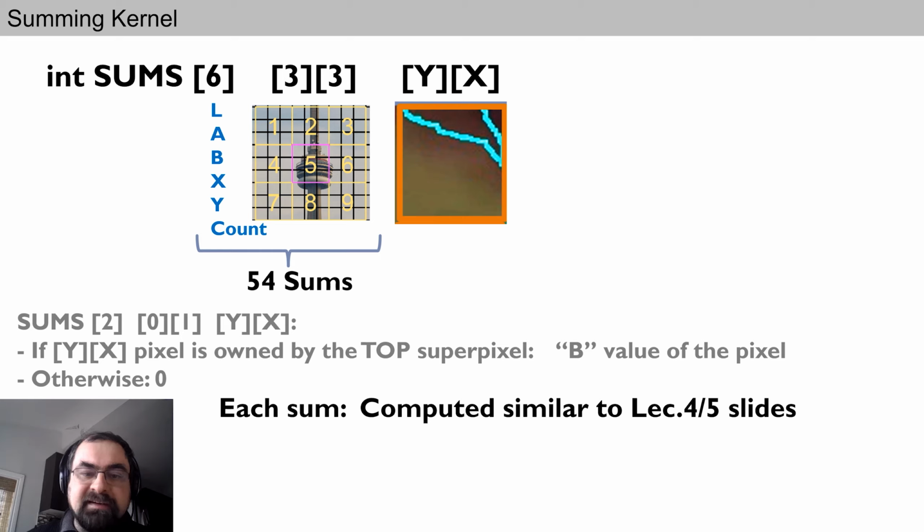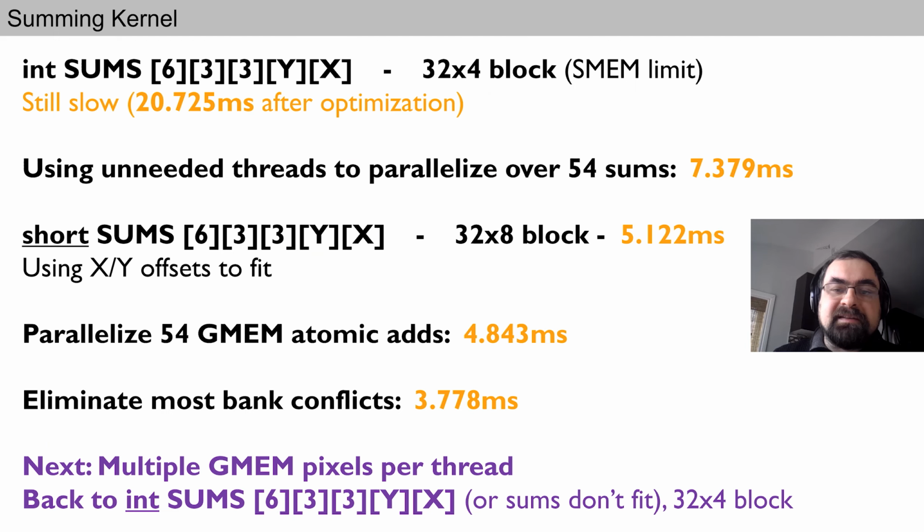After we initialize like this, we sum each one of the 54 different sums using the algorithm in the lecture notes. When we did this, we picked a block size of 32 by 4, which was dictated by the shared memory size limit. We actually didn't get any speedup over the naive approach. But then we thought about using the unneeded threads that are thrown away by the lecture notes algorithm to parallelize over the 54 different sums, and that got the time down quite a bit to about 7.4. Then we used a short instead of an int for the shared memory array, and that allowed us to use a larger block.